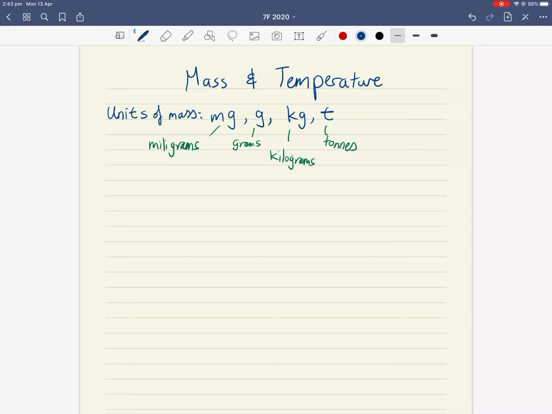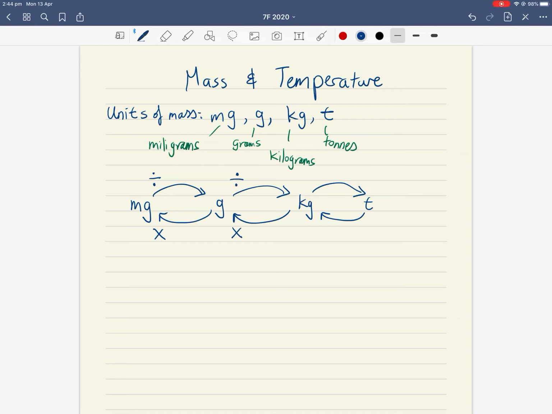Well, we use our little caterpillar diagram. So start off with your smallest unit, which is mg. Then you write them in ascending order, g, kg, and lastly tons. Your arrow goes up on the right, arrow goes down to the left. Now D comes before M alphabetically, so divide on top, multiply on bottom. D comes before M, divide on top, multiply on the bottom.